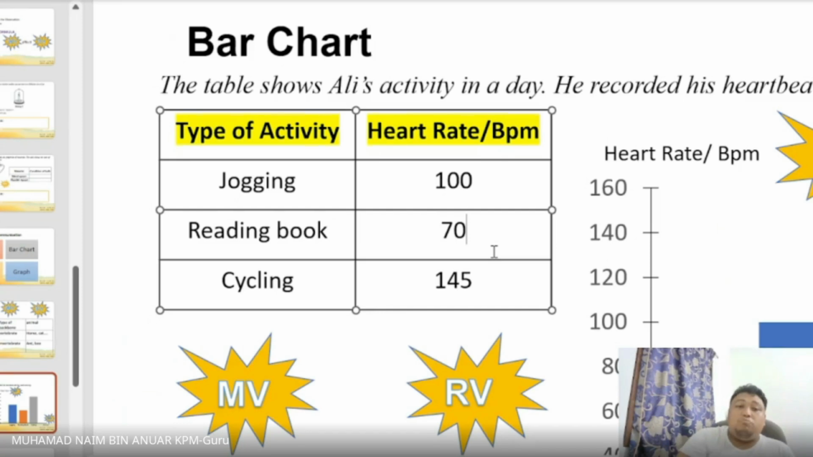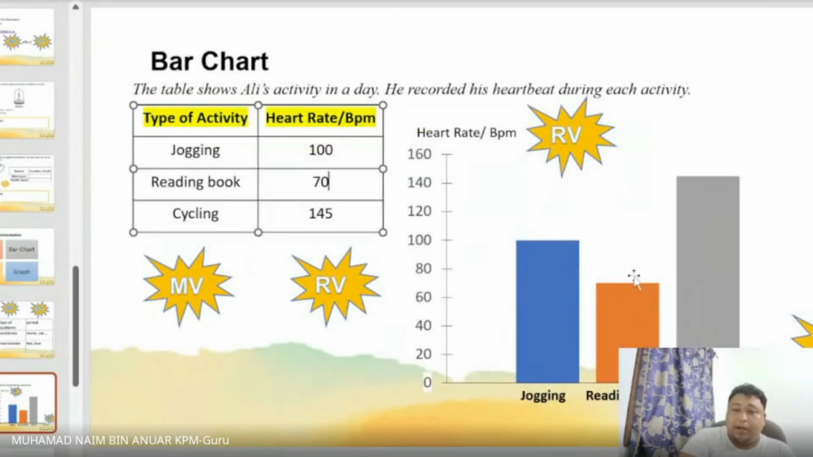We go to the bar chart. This is the correct bar chart that we're looking for. For the bar chart, you must do the axis first. See the axis. This one, the axis. Okay, do the axis first. That's the first one. And then on the top here, or what we call the y-axis, you must put RV.